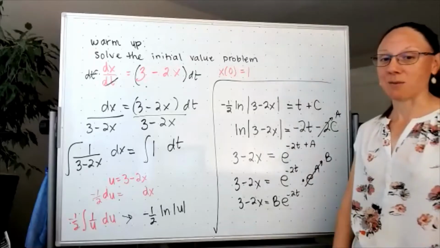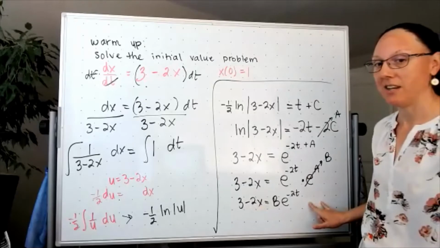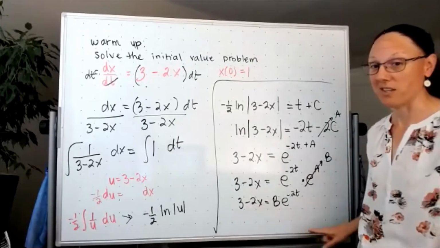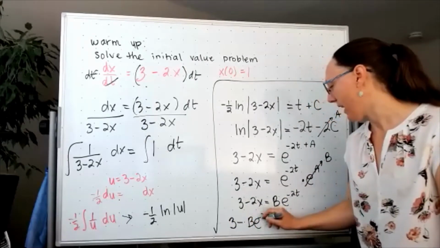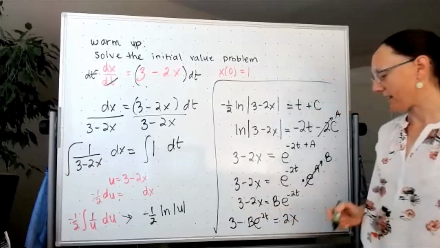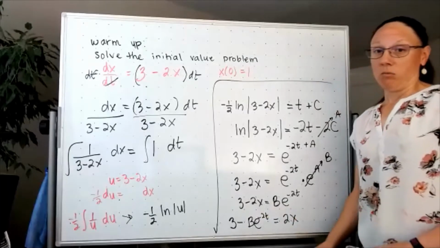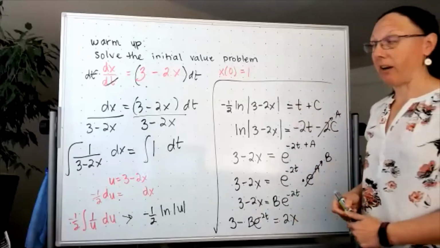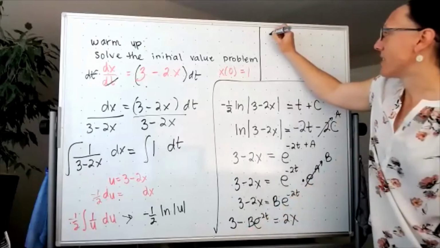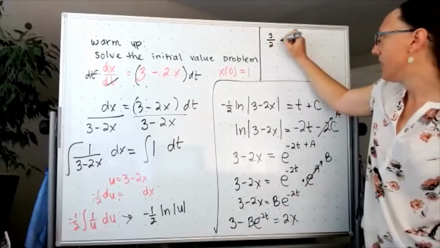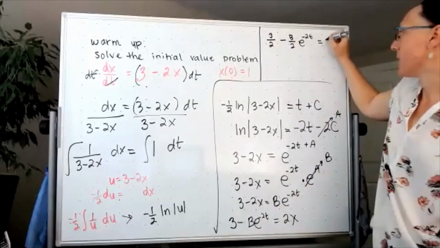Next, if I'm going to get the x by itself, I could add 2x to both sides and subtract this whole thing from both sides so that I would end up with 3 minus b e to the negative 2t is equal to 2x. My last step, I'm going to divide both sides by 2. I don't know where else to put it, so I'm putting it up here. So when I divide both sides by 2, I'll have 3 over 2 minus b over 2 e to the negative 2t is equal to x.